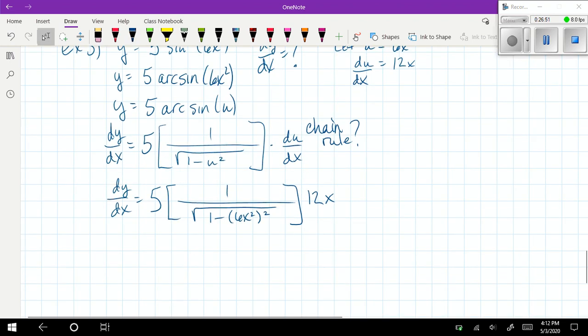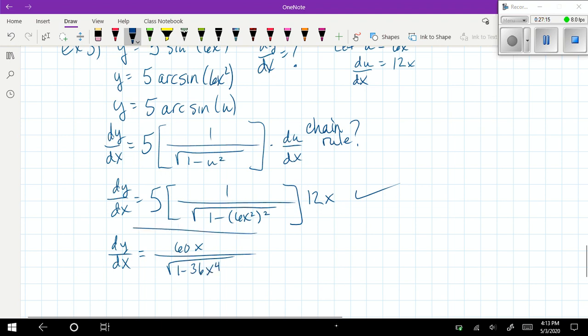So we're going to clean this all up nice and finish our answer. By the way, on an AP test, I would stop right here. That would be good enough. But I'm going to let this indicate what a multiple choice AP question might look like. 5 times 12 is going to give me 60x over the square root of 1 minus, and probably not 6x squared, but probably 36x to the 4th. Would be a multiple choice question.